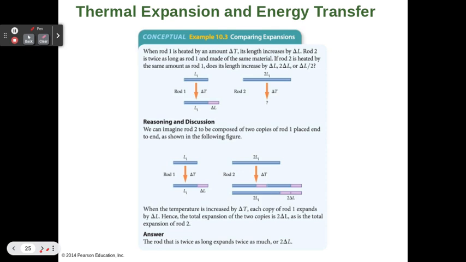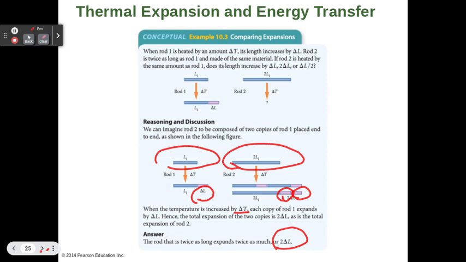If we think about that conceptually, you imagine rod 2 is composed of 2 copies of rod 1 placed end to end. So that's what you have here and here. The same rod, same material, same everything. It's just that this one is twice as long. When your temperature is increased by the same amount, each copy of rod 1 expands by whatever the change in L was. So this one, since it's twice as long, is going to expand twice as much. The rod is going to expand 2 times delta L because it's twice as long.